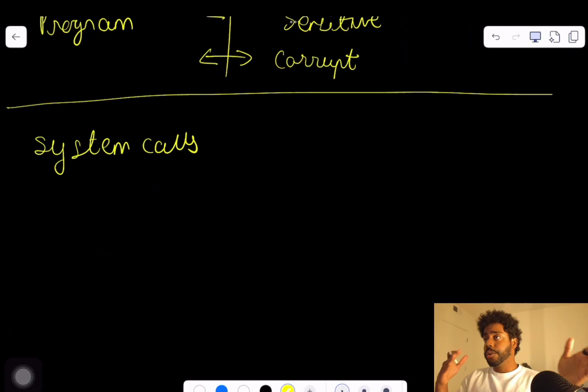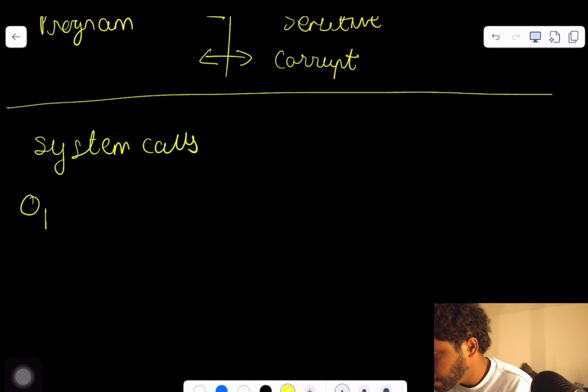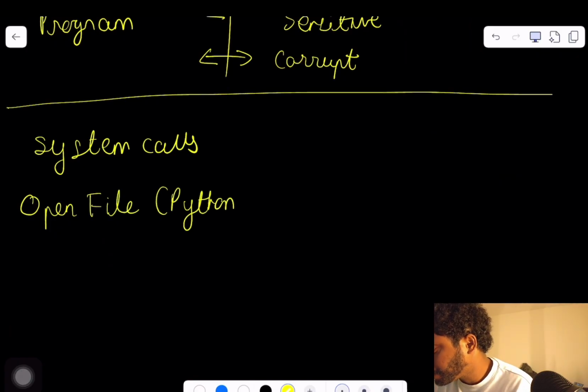Now, we'll work on this with a sort of an example. Usually, say for example, you're trying to open a file, right? You try to open a file in your Python program, right? This is your Python program.